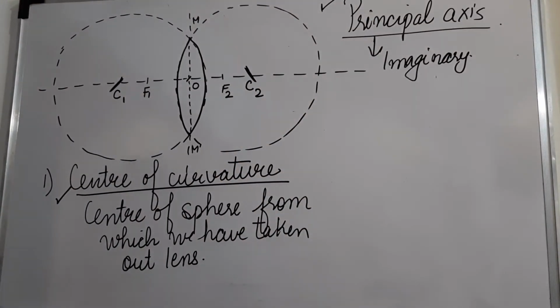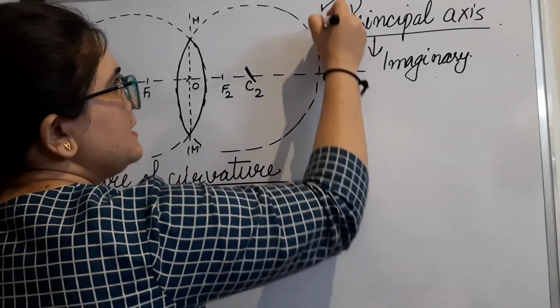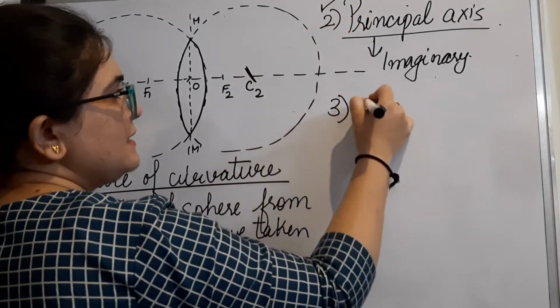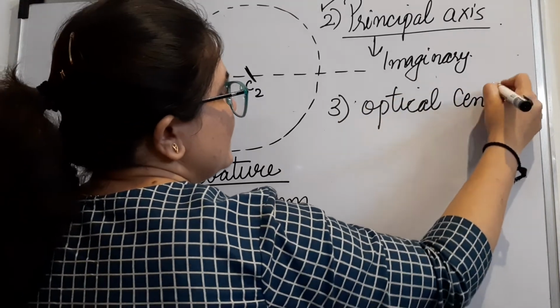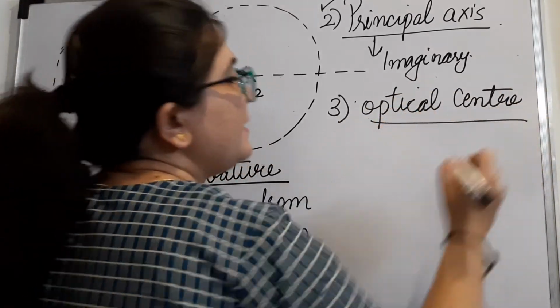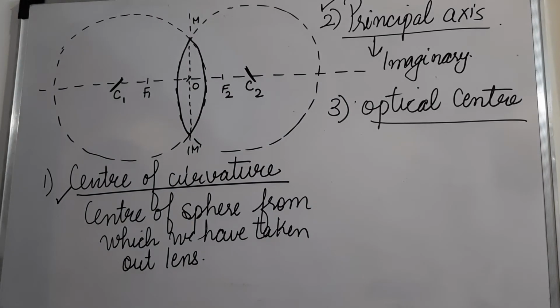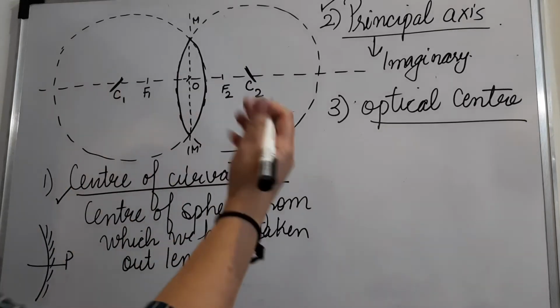Now another important definition, the third point that we have to discuss, is the optical center. If you remember, in the case of mirrors there was one thing called the pole. If this is a concave mirror, the central part of it we called the pole, and the pole basically divides the mirror into two equal halves. So here instead of the pole, what do we have? We have the optical center. So this is how you are going to define it.